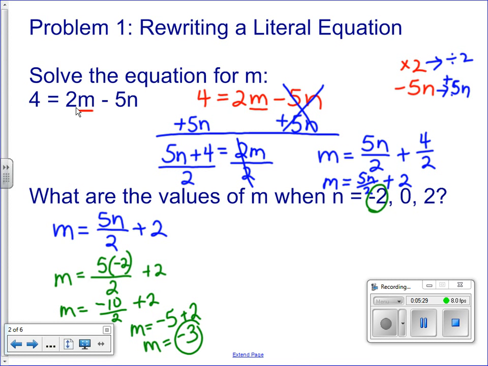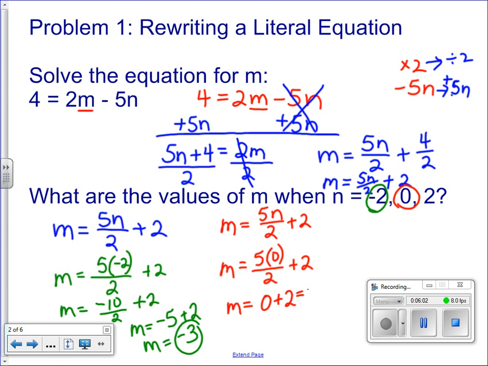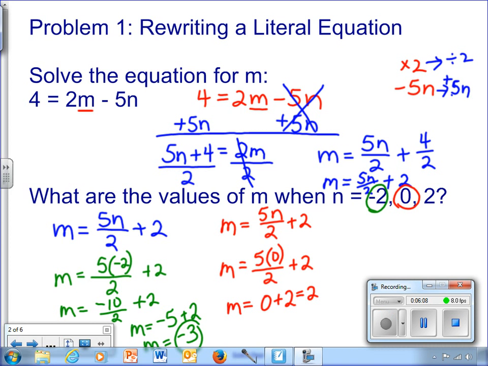All right, let's now take the same equation, m equals 5n over 2 plus 2, and this time we're going to substitute in the 0. All right, substituting in 0 for n, I'm going to take a shortcut here. 5 times 0 is 0. 0 divided by 2 is 0. So I have 0 plus 2, which is equal to 2. Okay, so when n is equal to 0, m is equal to 2.